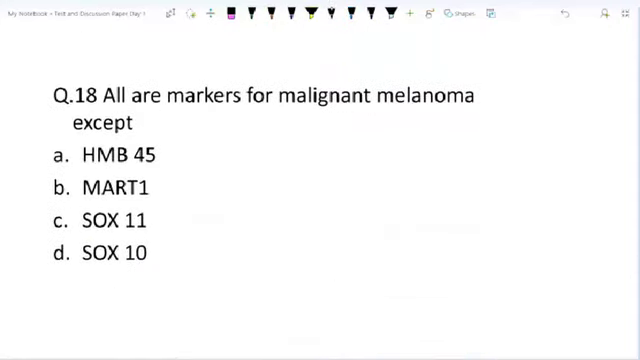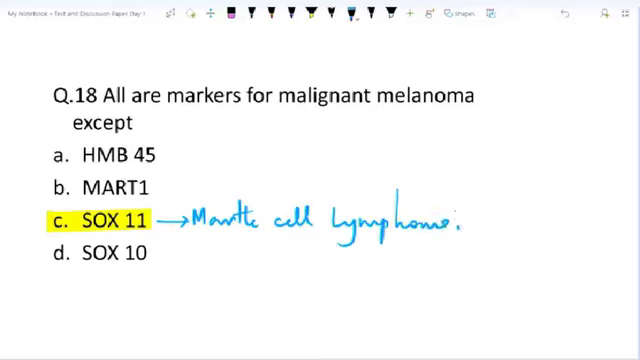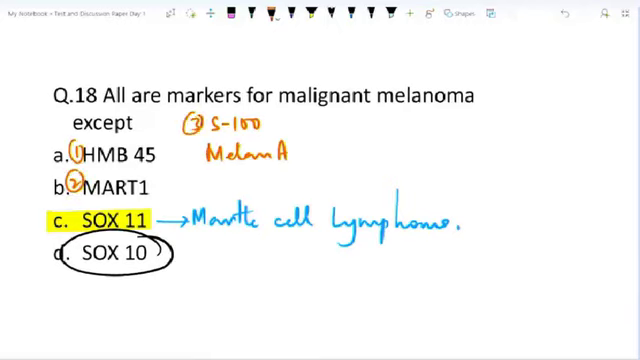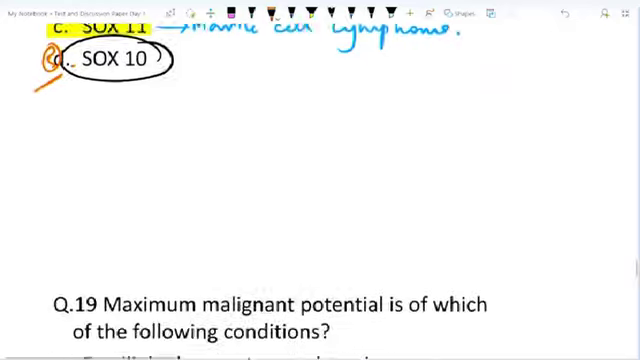All are markers for malignant melanoma except, the answer here is SOX11. This was an AIIMS question as well. SOX11 is actually a marker of mantle cell lymphoma. I put this question so that I could tell you this new marker. Since they asked SOX11, I thought you should know SOX10 is also there, and SOX10 is being used as a marker of malignant melanoma. What are the other markers? S100 and Melan A. So 1, 2, 3, 4, 5 markers that you could now remember for malignant melanoma.